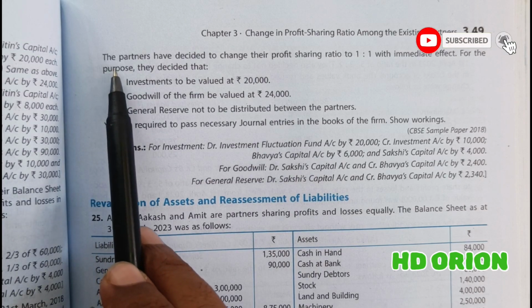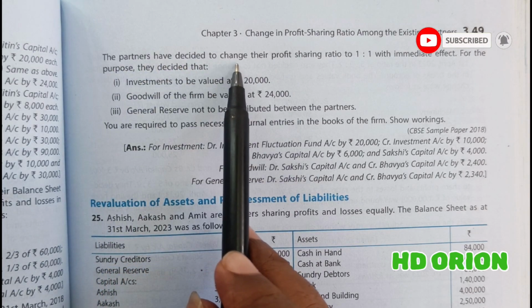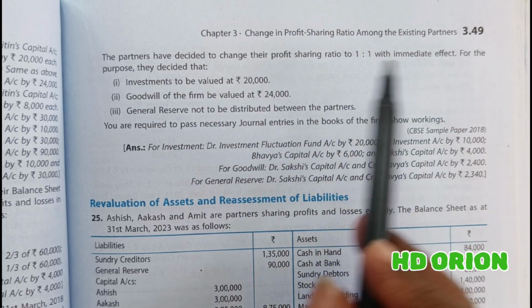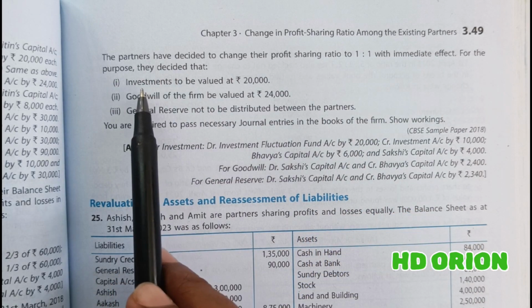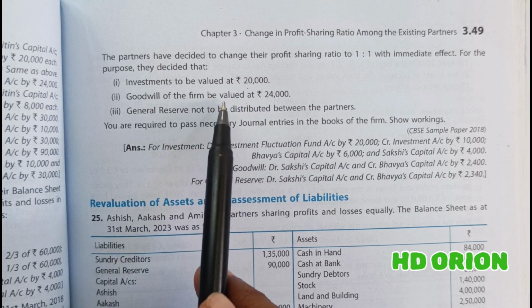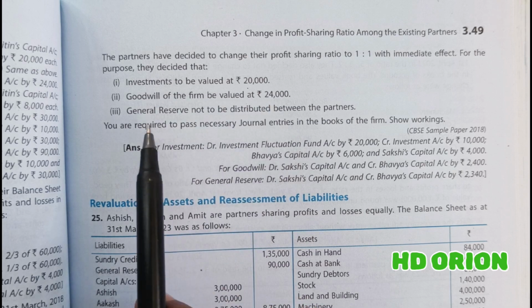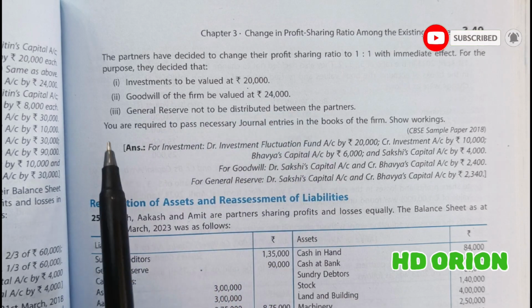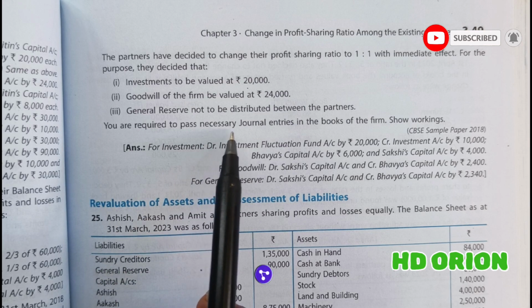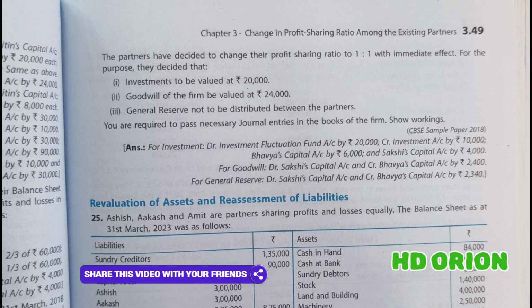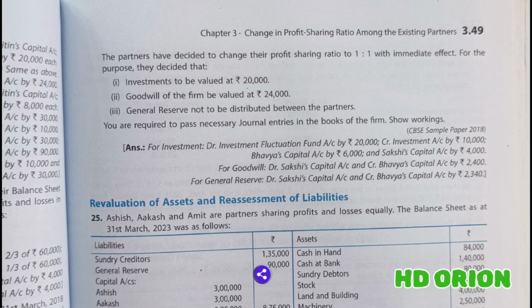Further, the question says the partners have decided to change their profit sharing ratio to 1:1 with immediate effect. For the purpose, they decided that investment be valued at rupees 20,000, goodwill of the firm be valued at rupees 24,000, and general reserve not to be distributed between the partners. You are required to pass necessary journal entries in the books of the firm, showing workings. So let us see the detailed explanation in the solution.